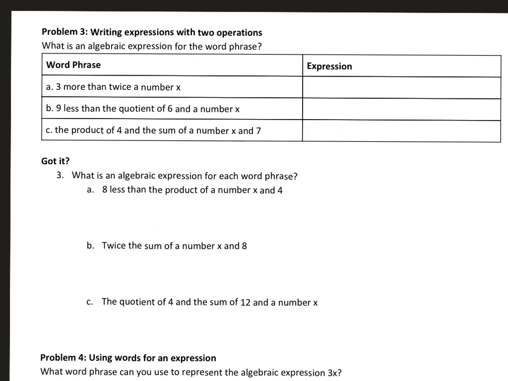Same as before, but I'm adding additional operations to those expressions that you're going to write. So these 3 examples here, 3 more than twice a number x. I'm going to look for keywords here. More than and twice. So 3 more than, I would say, is 3 plus twice a number x. The way I would represent twice a number x, 2 times that number x. Or you could have written this as 2x plus 3. Either way, both of those work.